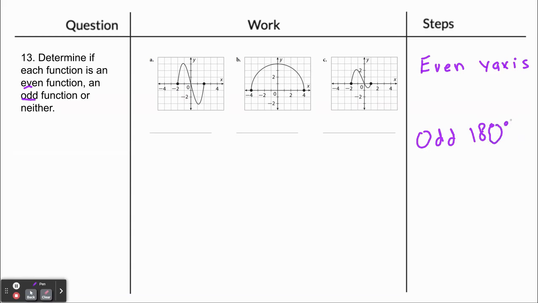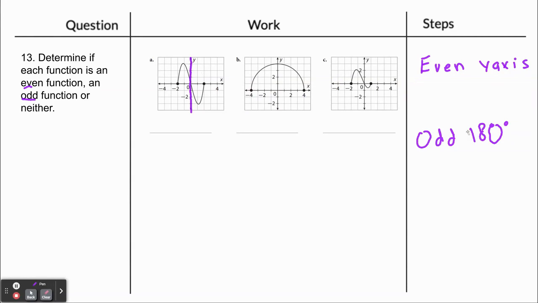So for A here, I know that if I were to flip these over the y-axis, it would look completely different, because this hump that is in the positive values of the y would then flip over to the right side here, so it would look different. We know it's not even.